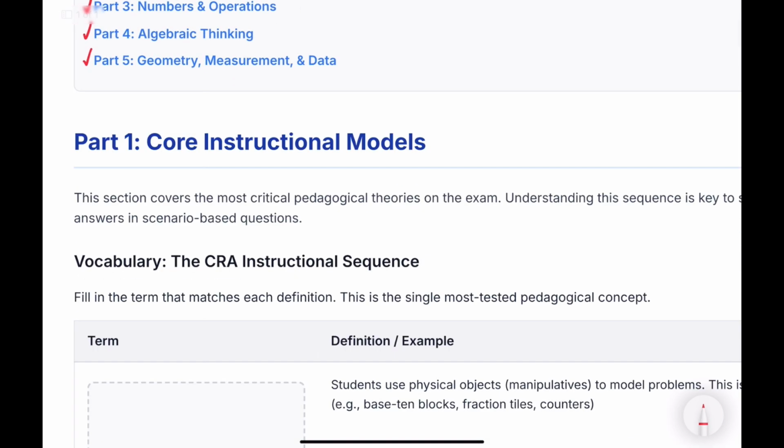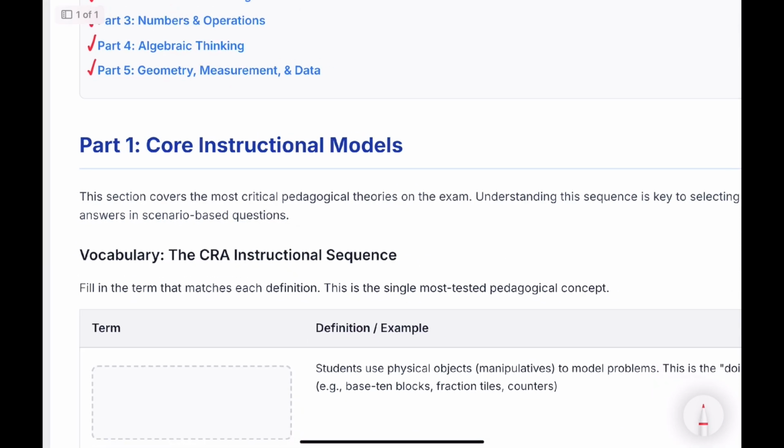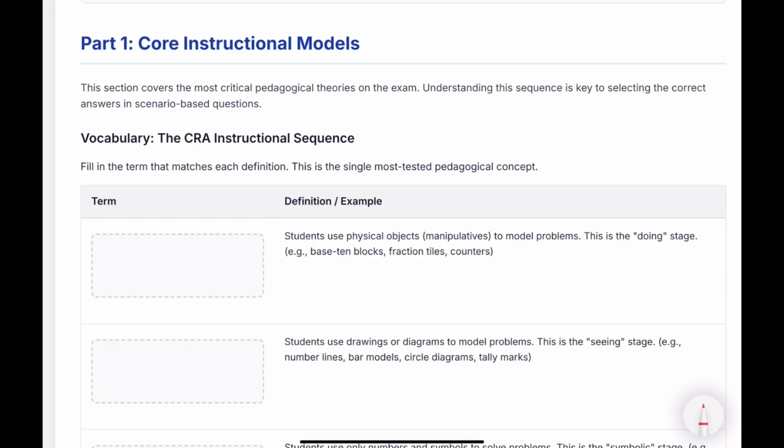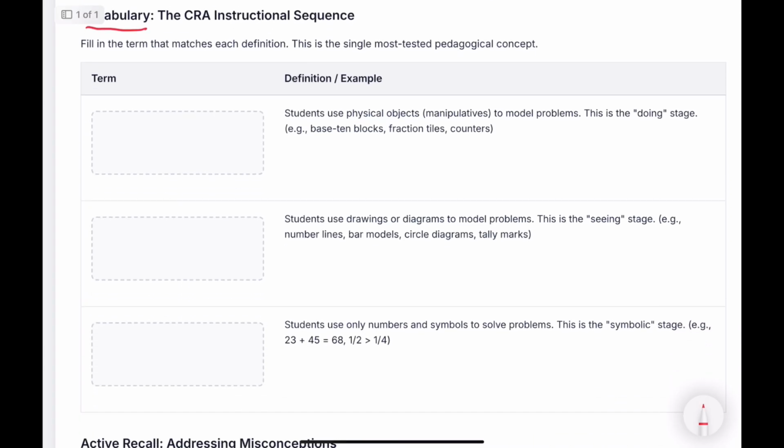Part 1 is all about the core instructional models. Make sure that you have your workbook open, you are watching this and completing this alongside with me. All right, so we're starting off with some vocabulary, and the way this is going to work is that I will read the definitions on the right side, and then we will want to fill in the blanks on the left side.